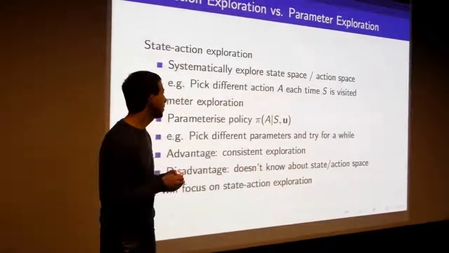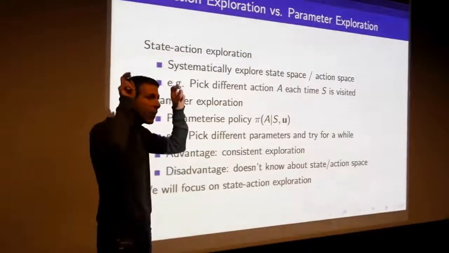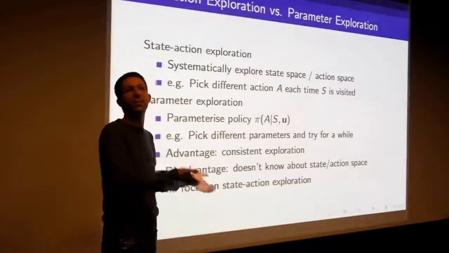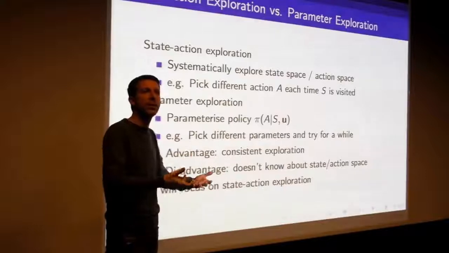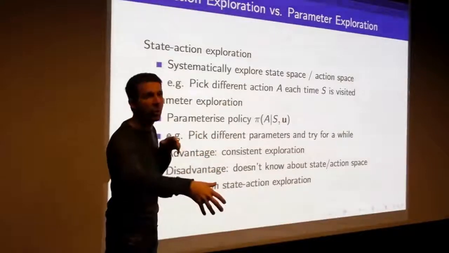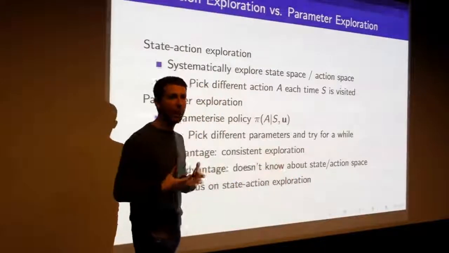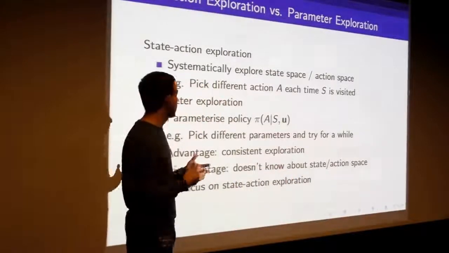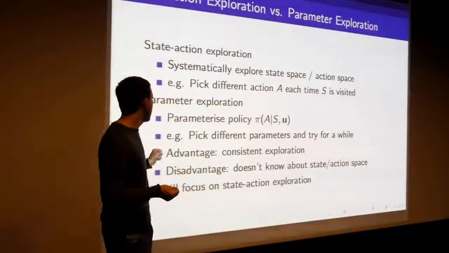What you can do is try some parameters for a while and see how they do. Exploration could mean: let's try some different parameters from the ones we believe are best right now. Let's drop down a robot with a slightly different walk, see what happens, see how fast it moves, and go back and try it again. So I call this parameter exploration, as opposed to state action exploration.